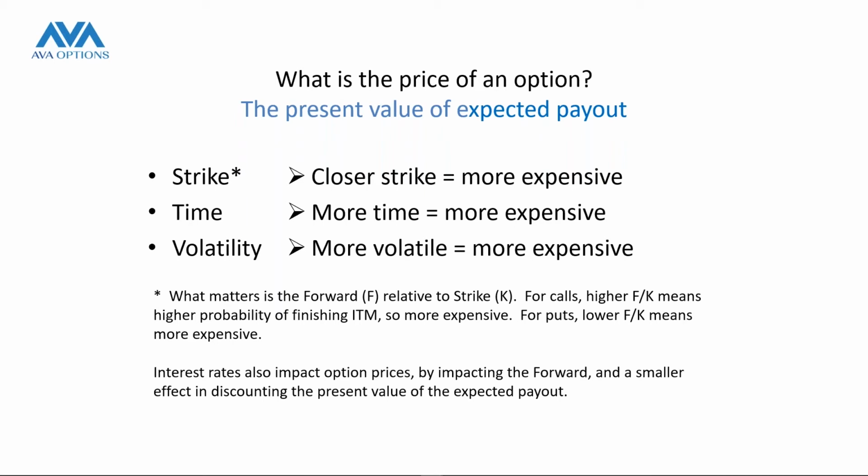Time, similarly, more time is more expensive. When you buy insurance on your car, insurance for a month is much less than insurance for a year, because you have more chance of having an accident in one year than you do in one month. Very simple. Doesn't matter how good a driver you are, because it's not only up to you. More time is more expensive.